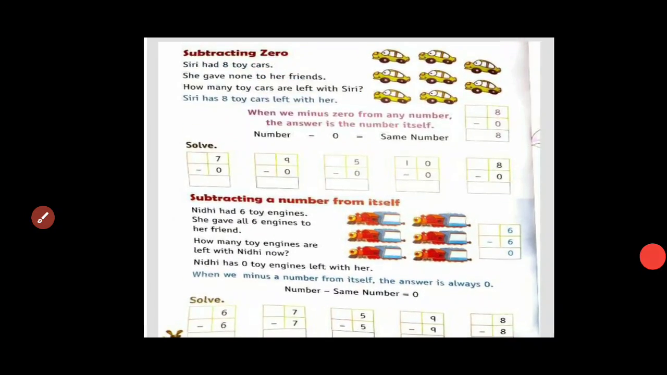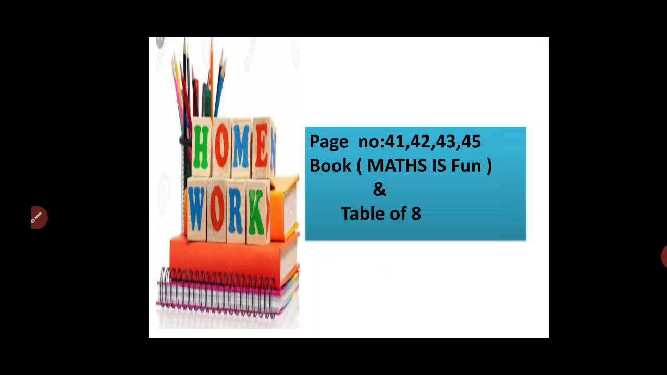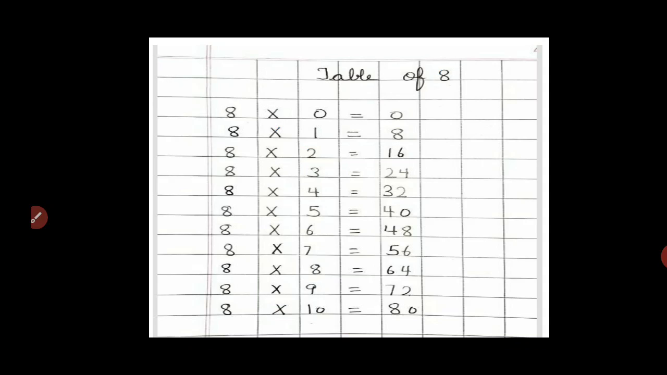Okay, children? Now, what are we going to do? Just have a look. Page 41, 42, 43 and 45 of your book Maths is Fun will be your homework. Besides that, we'll also learn table of 8. Let's just have a look.